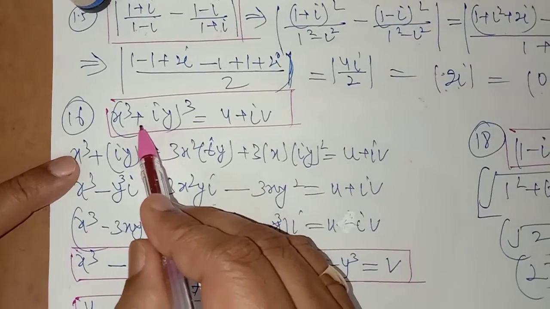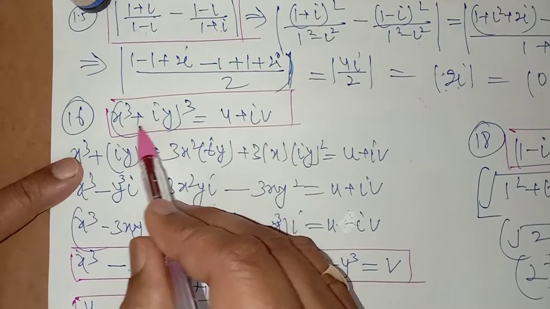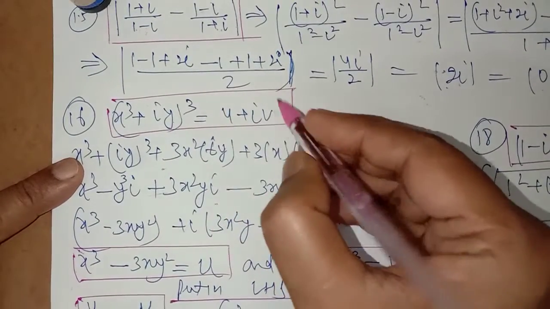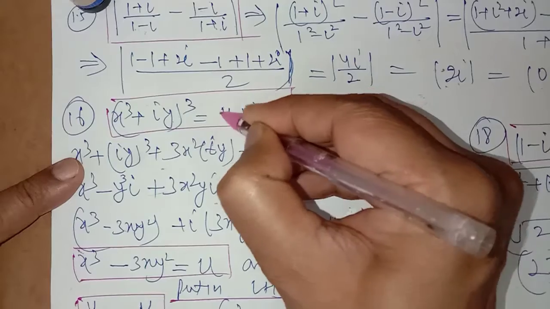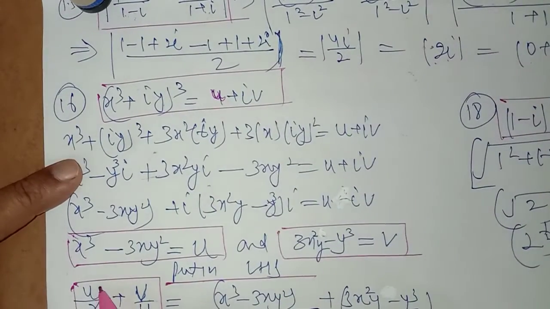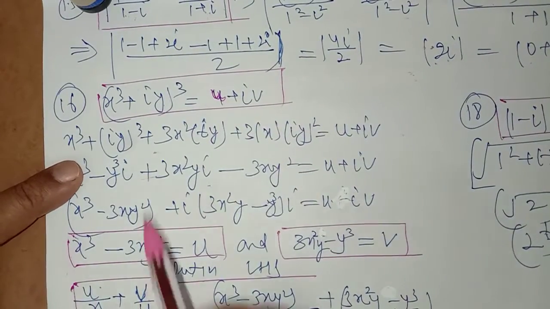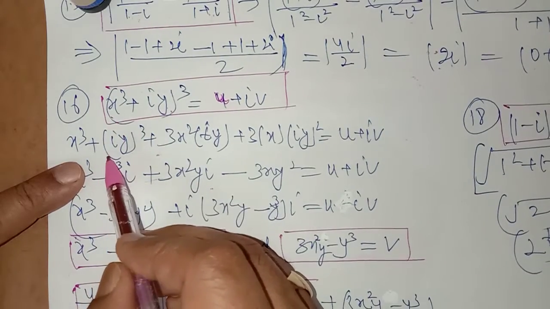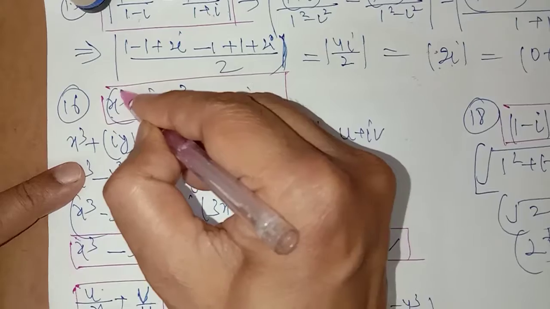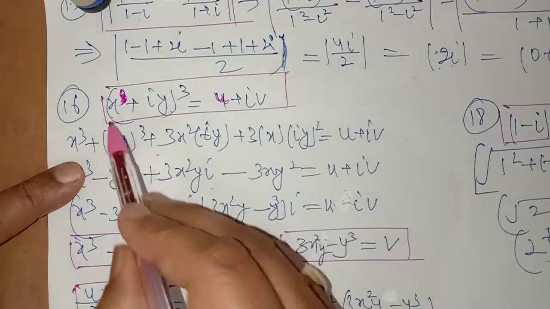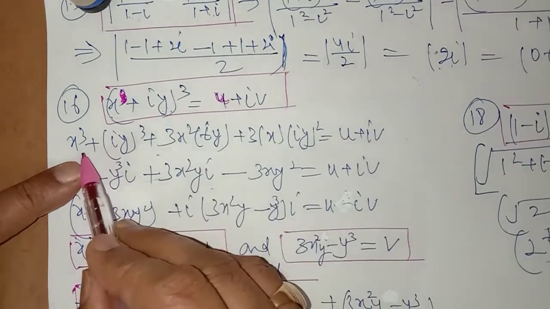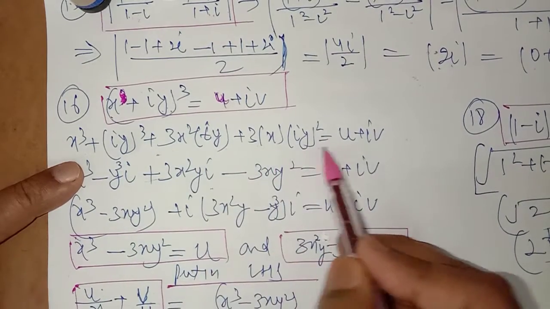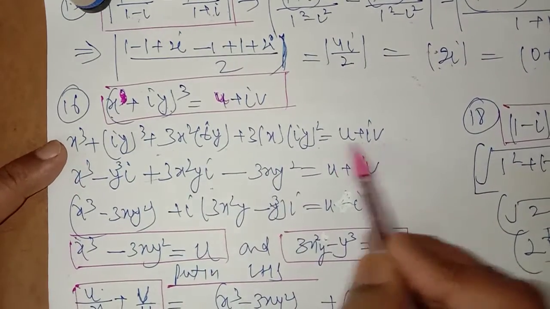Now question number 16 is important. It is given that (x plus iy) whole cube is equal to u plus iv, and you have to find the value of u upon x and v upon y. So find the whole cube of this to convert it into the standard form a plus ib. So (x plus iy) whole cube is equal to a cube plus b cube plus 3a square b plus 3ab square is equal to u plus iv.